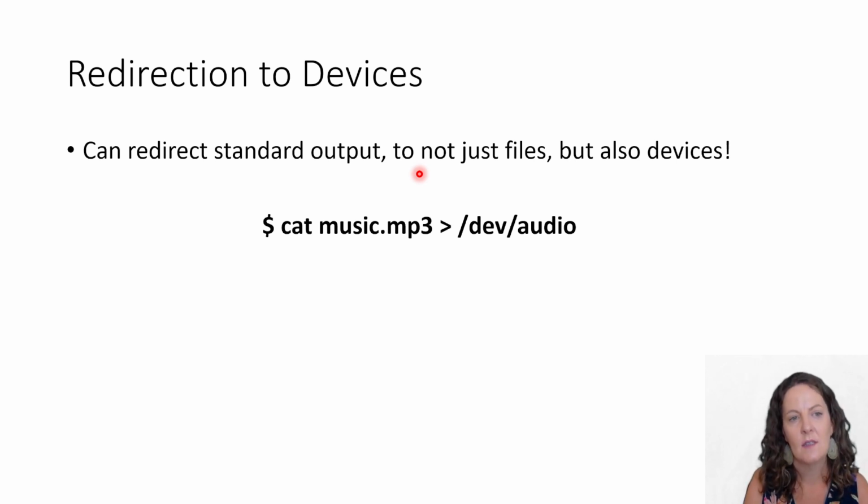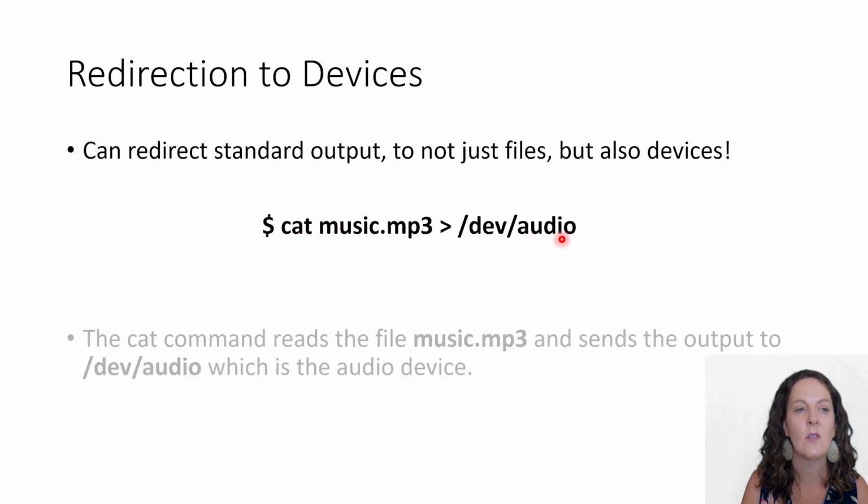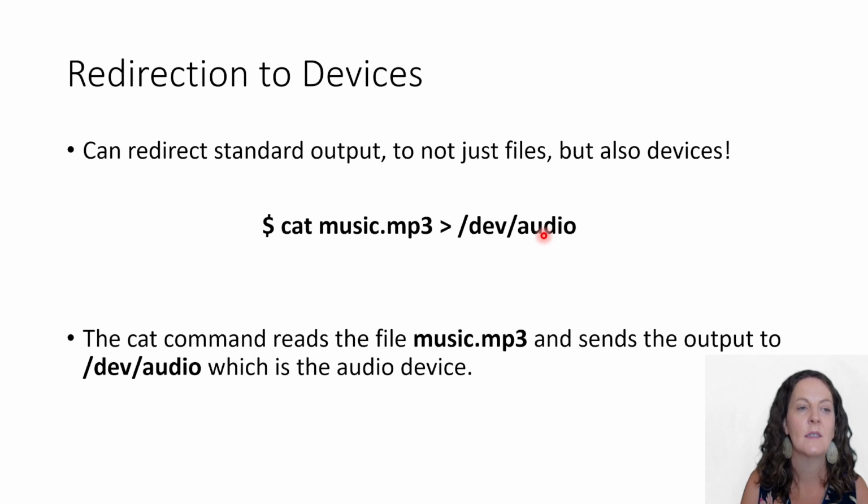Redirection to devices. Again, it is your standard output. Nearly done. We can redirect your standard output to somewhere other than the screen, I should say. But not only to files, you can send it to devices. Okay, if you want to see what devices are connected onto your machine, you can go into the /dev, standing for devices, and see what's there. So maybe I want to cat this, read that file and put it into my /dev/audio file. Okay, so the cat command reads the file, sends the output to the /dev/audio, which is my audio device.